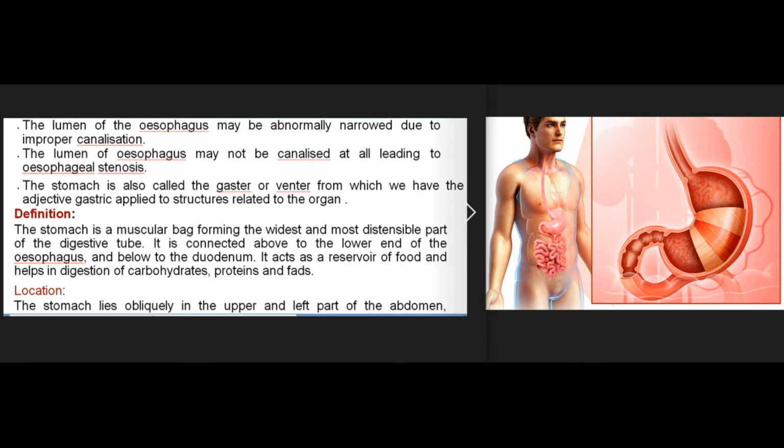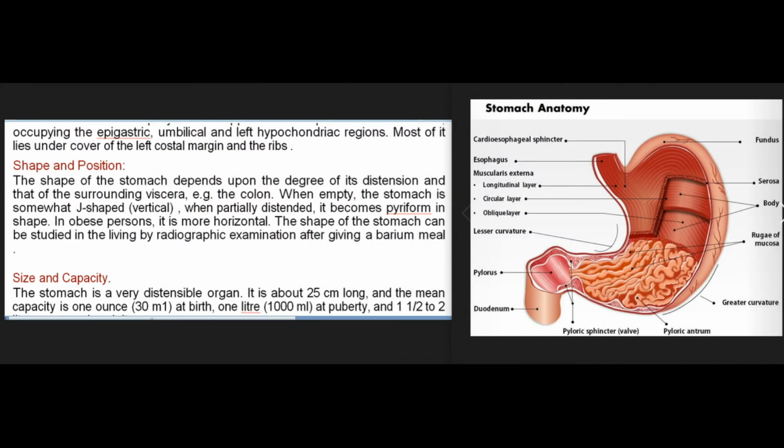Location: the stomach lies obliquely in the upper and left part of the abdomen, occupying the epigastric, umbilical, and left hypochondriac regions. Most of it lies under cover of the left costal margin and the ribs.